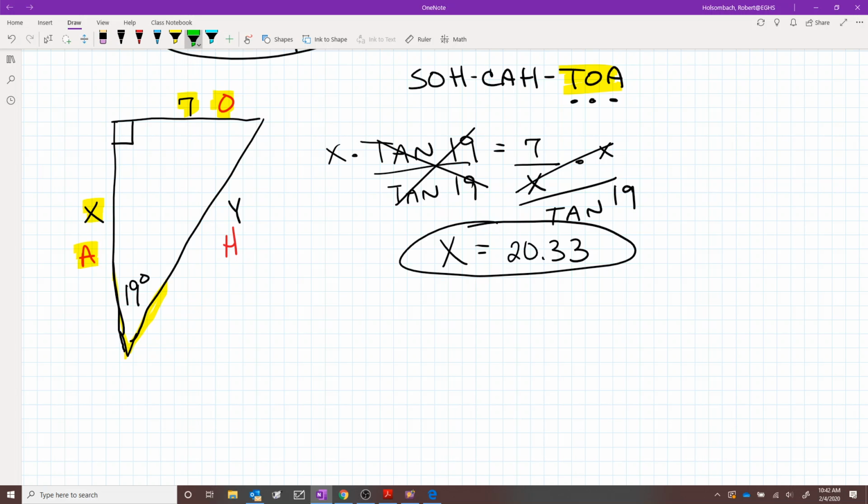So now we've got all the sides labeled. We're still going to use the 19-degree angle. We're going to solve for y, which is the hypotenuse, and we're going to use that same given side, 7, which is the opposite side. So which ratio deals with opposite and hypotenuse? Sine equals opposite over hypotenuse. So we got to use sine. So now your sine of 19 equals your opposite side, which is 7, over your hypotenuse, which is y.